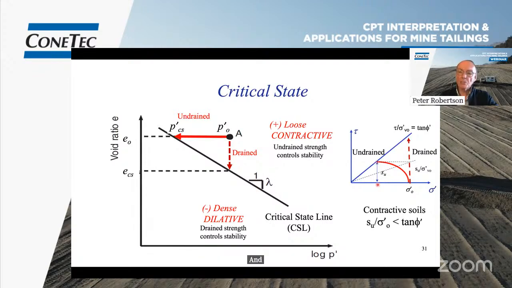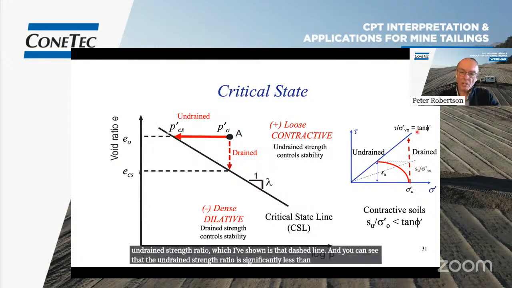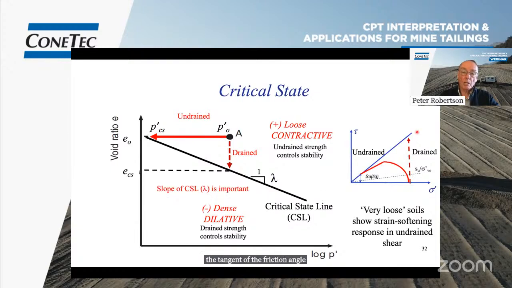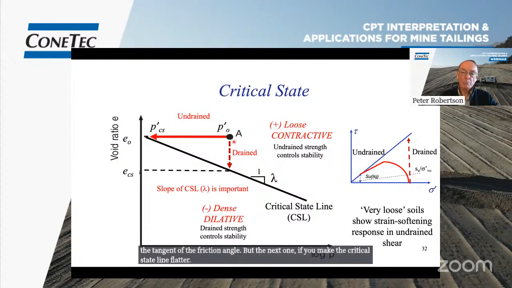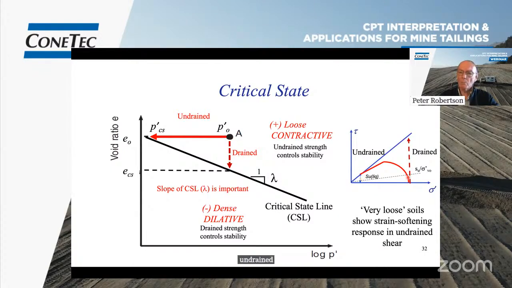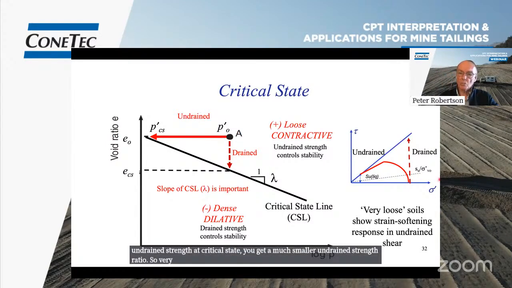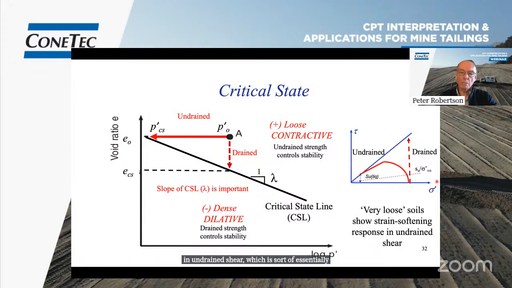The undrained strength divided by the confining pressure gives you the undrained strength ratio, which I've shown as that dashed line. You can see that the undrained strength ratio is significantly less than the tangent of the friction angle. In the next one, if you make the critical state line flatter, with the same in situ state, you get a much smaller undrained strength at critical state and a much smaller undrained strength ratio. So very loose soils can show this strain-softening response in undrained shear, which is essentially what you saw at Brumadinho.